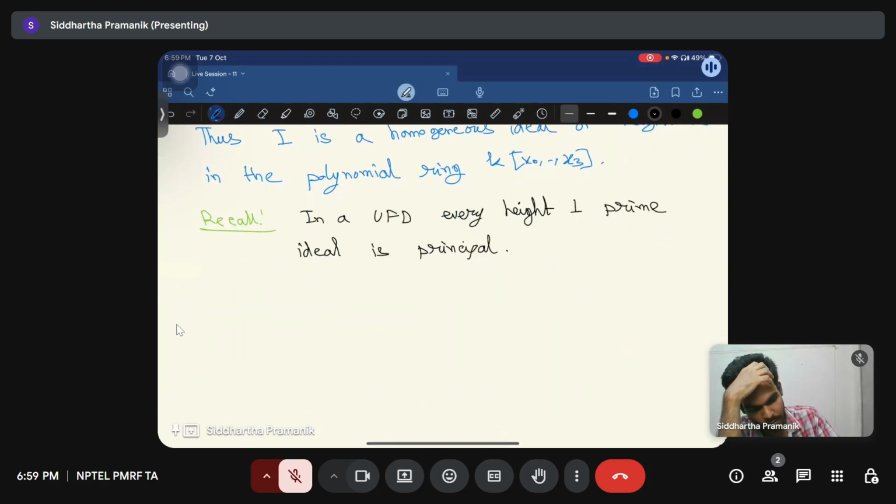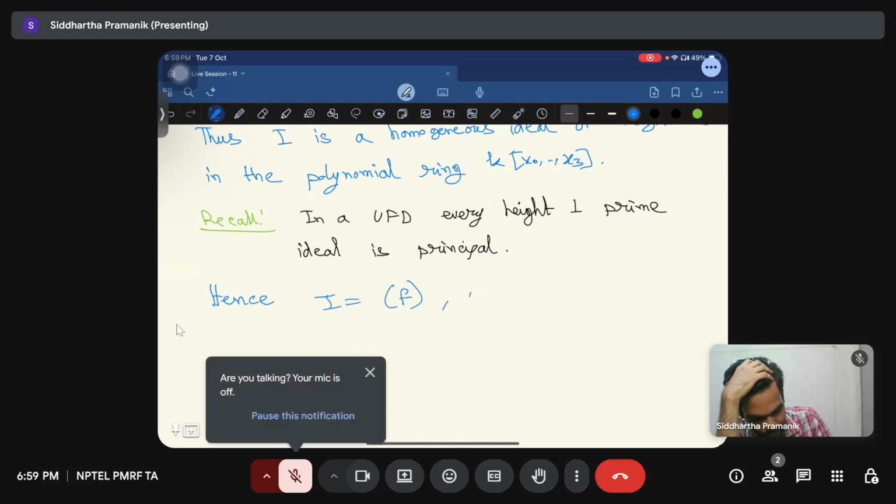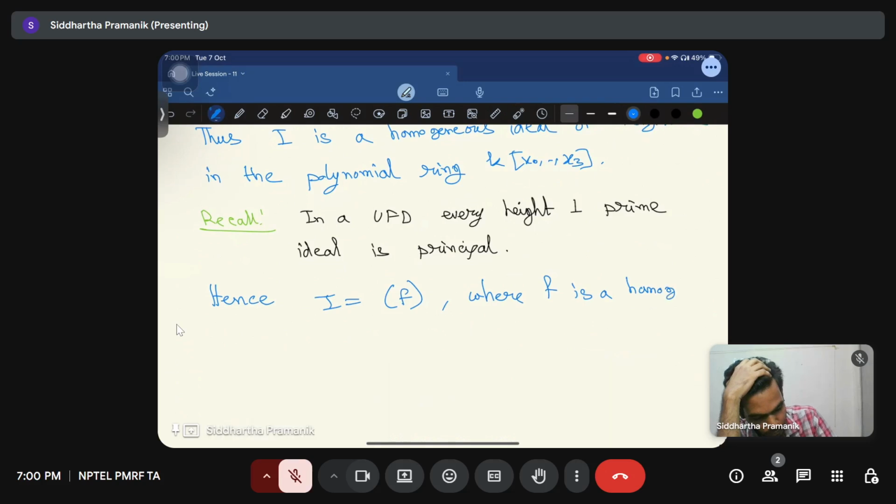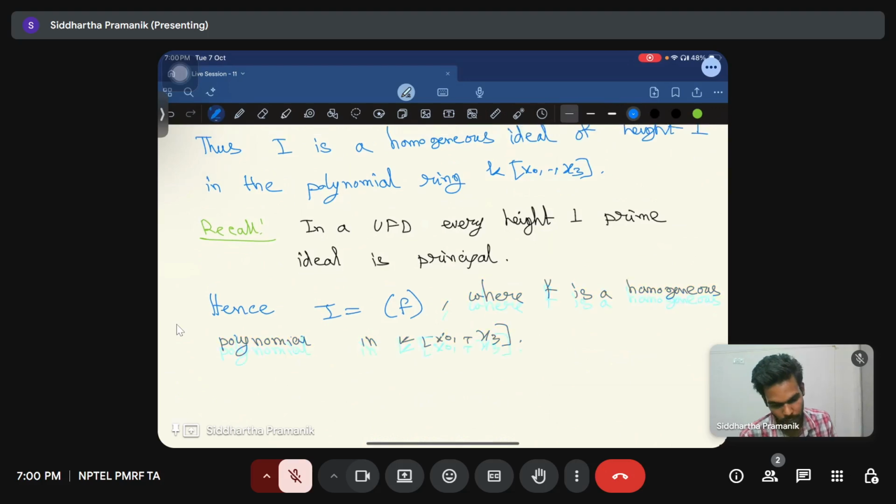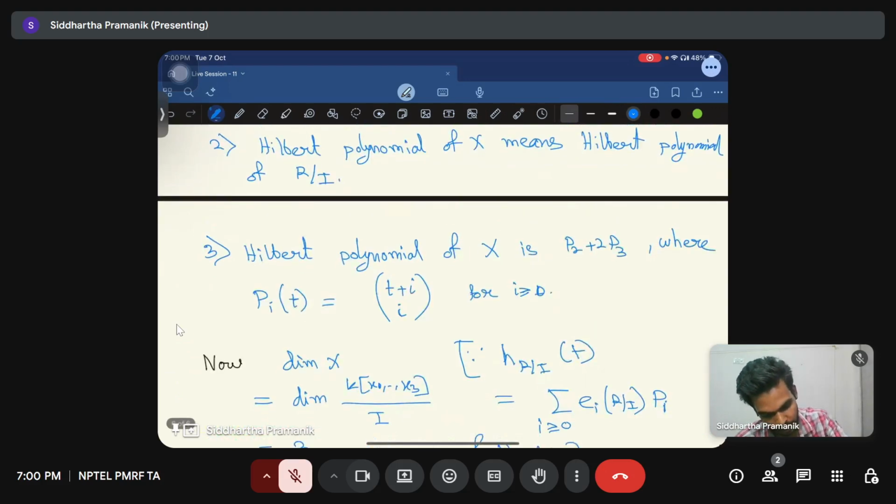So thus, hence, I should be generated by f, where f is a homogeneous polynomial in k[x0 up to x3], right? Also, the Hilbert polynomial is p2 plus 2p3. So this multiplicity is 2.